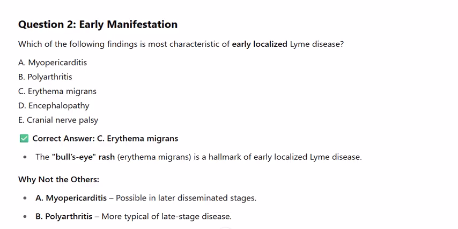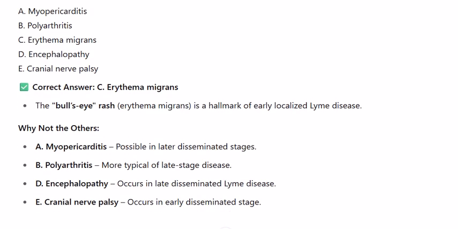Why not the others? A. Myopericarditis, possible in later disseminated stages. B. Polyarthritis, more typical of late-stage disease. D. Encephalopathy, occurs in late disseminated Lyme disease. E. Cranial nerve palsy, occurs in early disseminated stage.